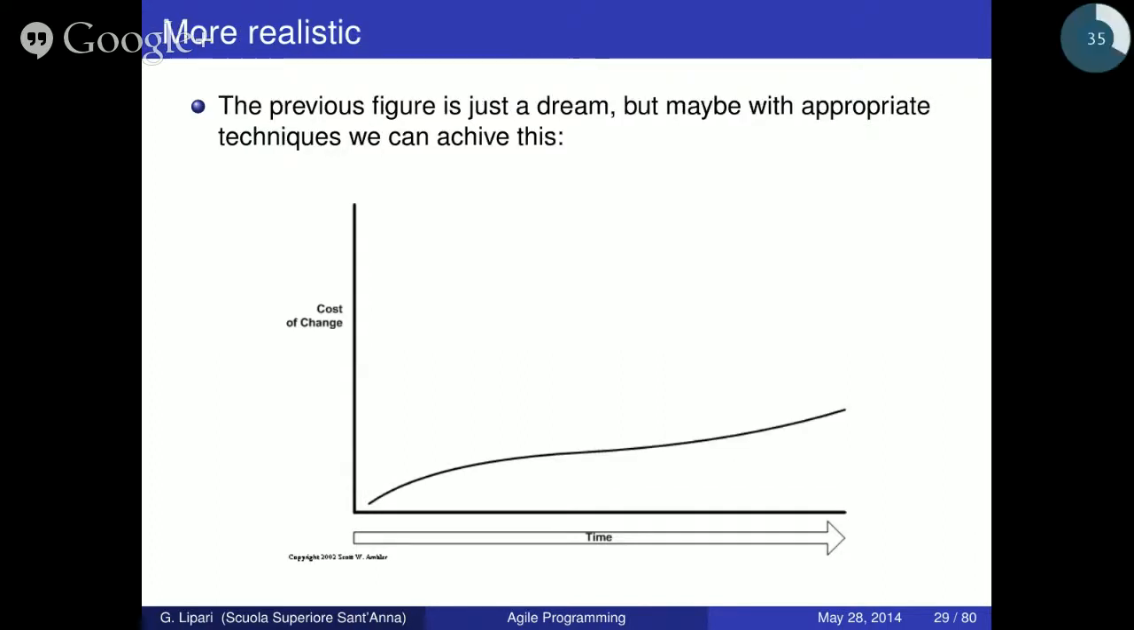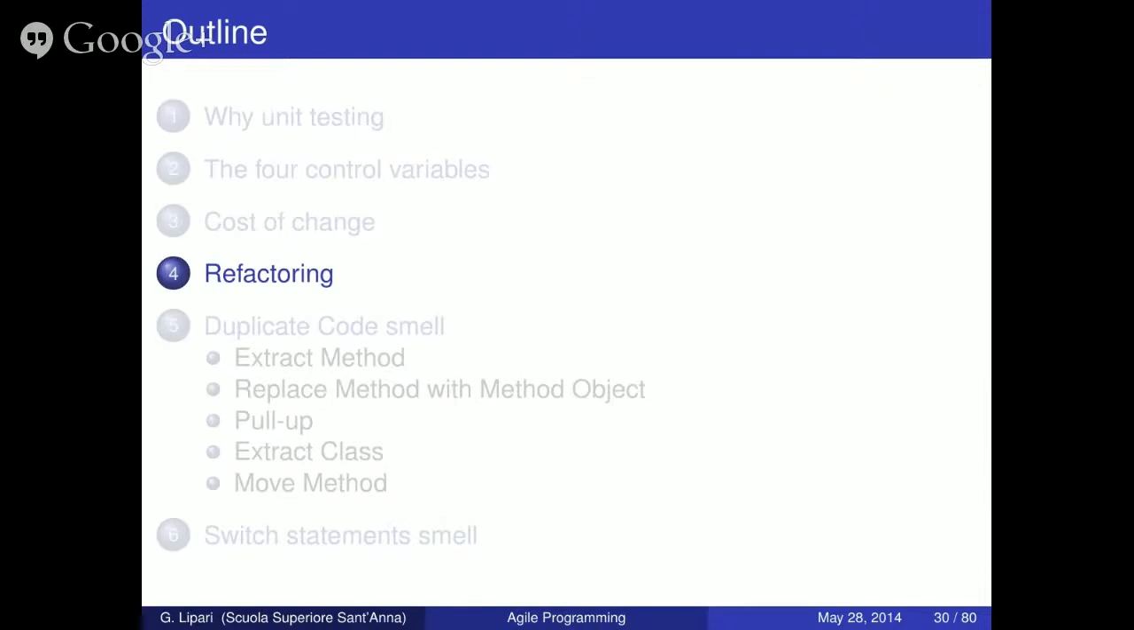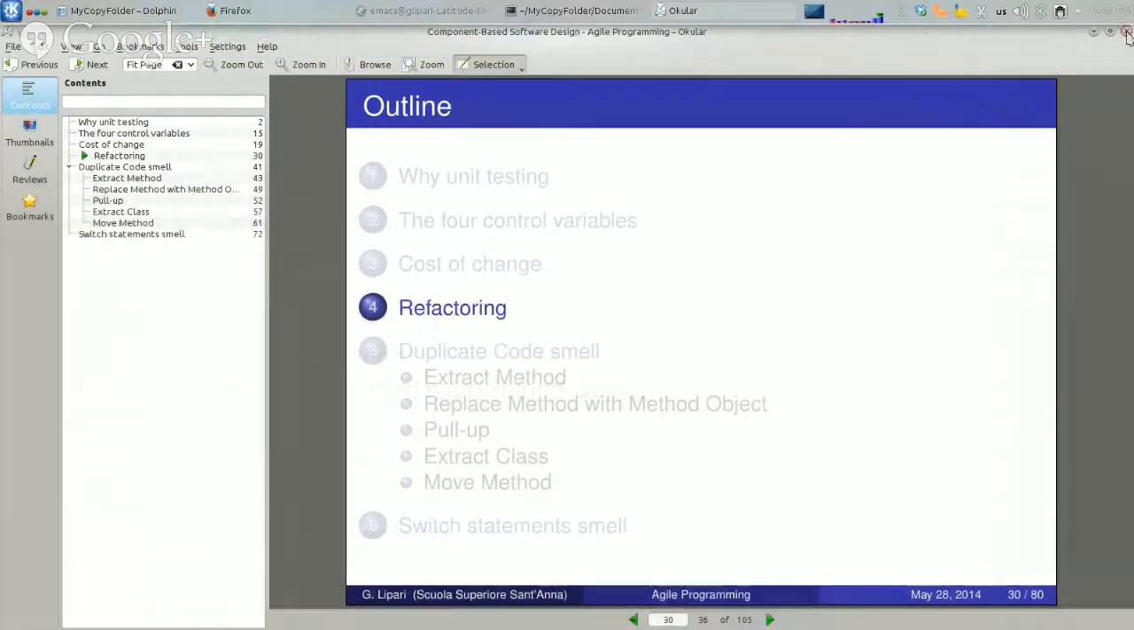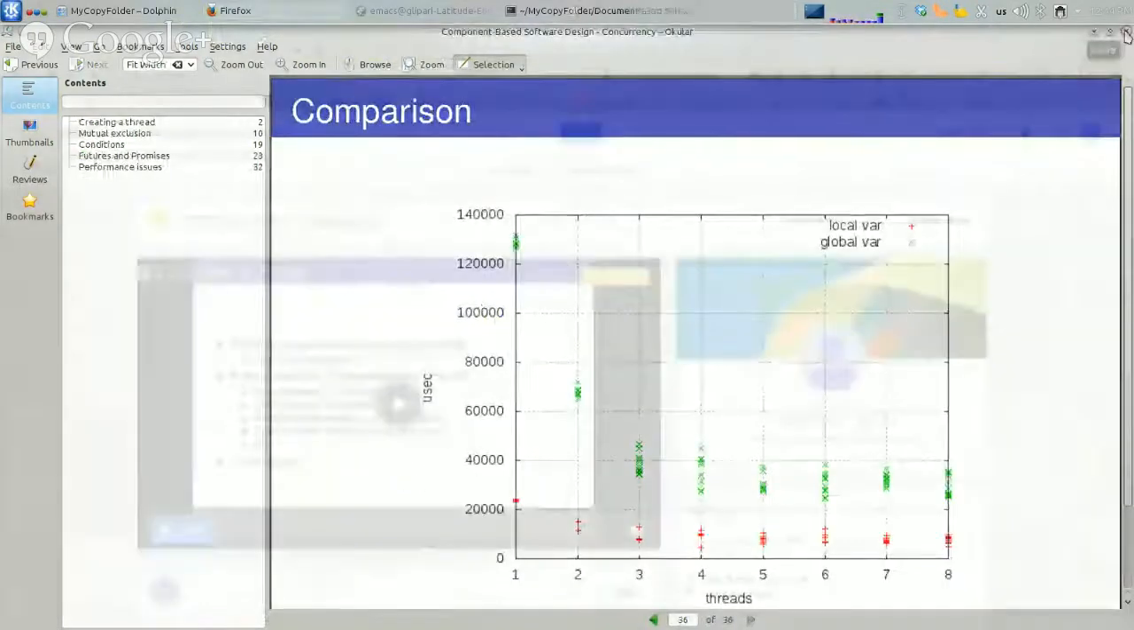What is a little more adequate is probably something in the middle. The cost is very little at the beginning, and it starts increasing, but slowly, as we go ahead during the development. We are going to talk about that in the refactoring part, and also in another set of slides I'm going to give you later on, the Scrum methodology for organizing development teams. So tomorrow we will talk about refactoring, and then on Friday I think we are going to talk about the Scrum methodology.